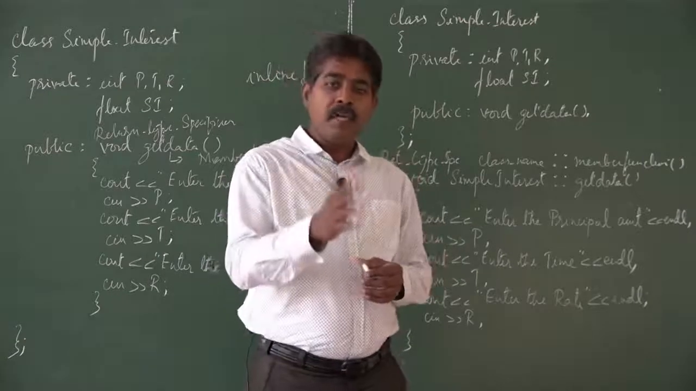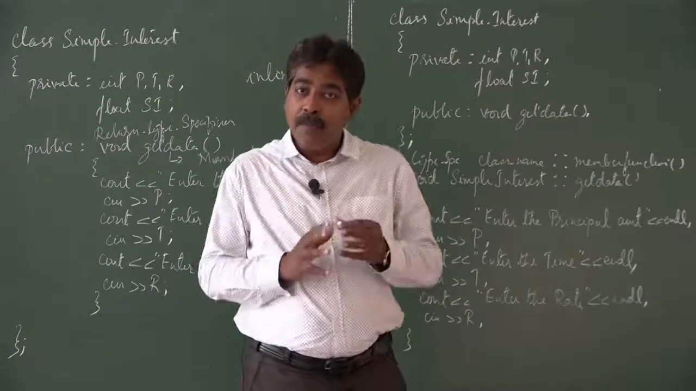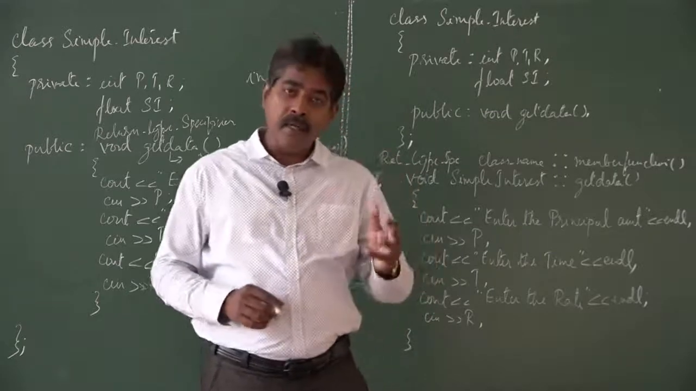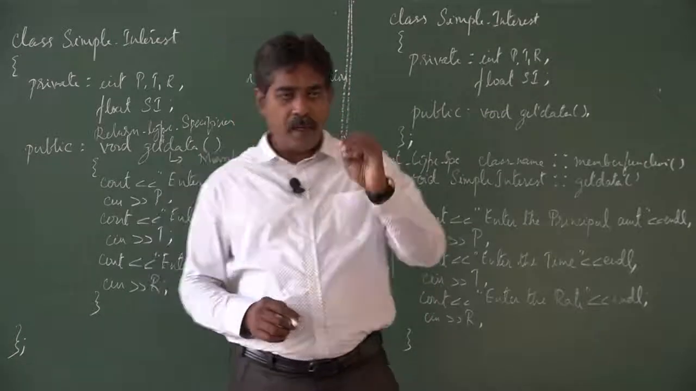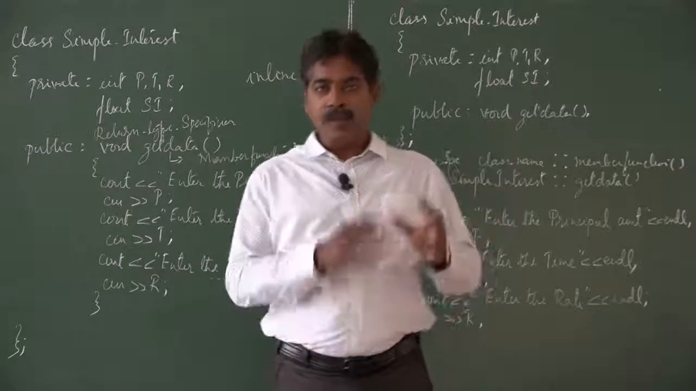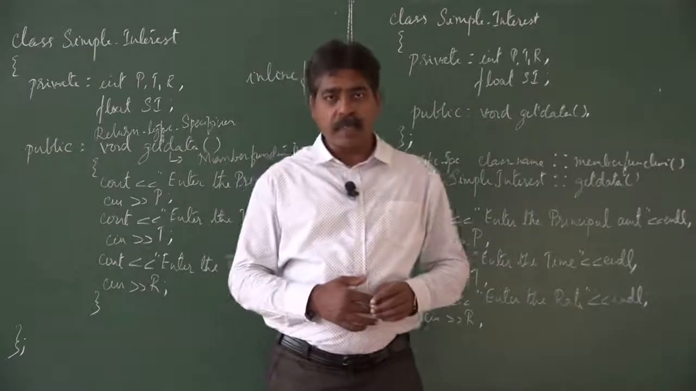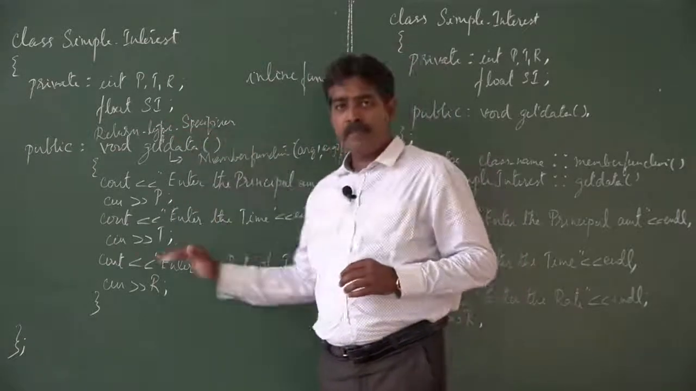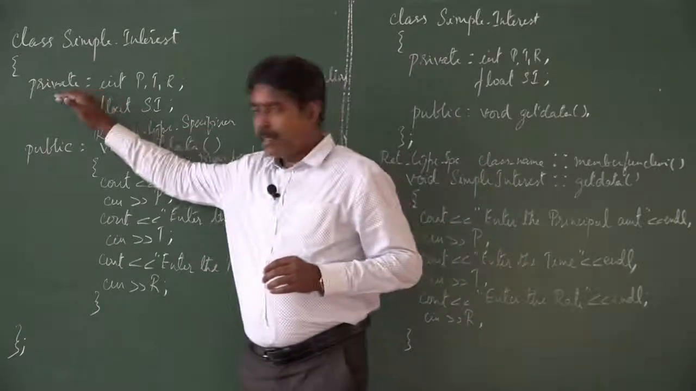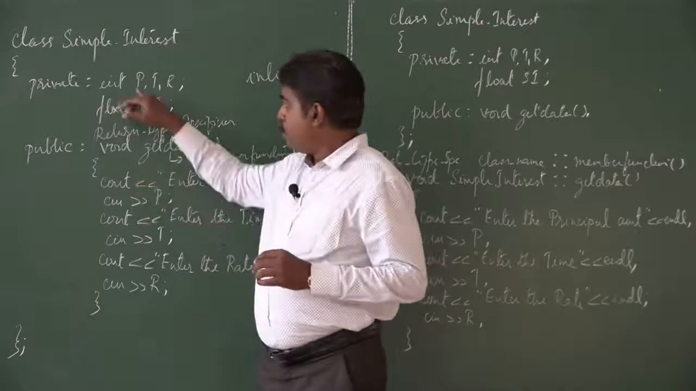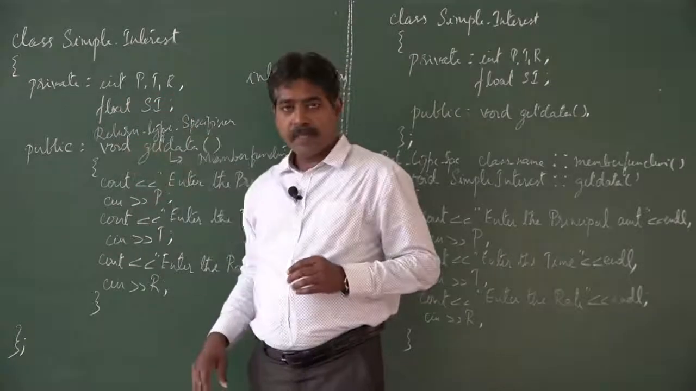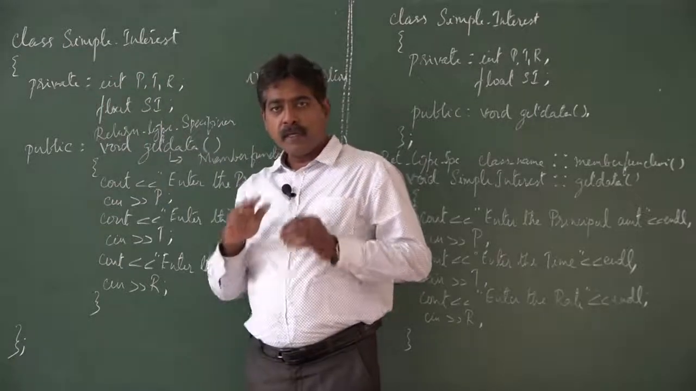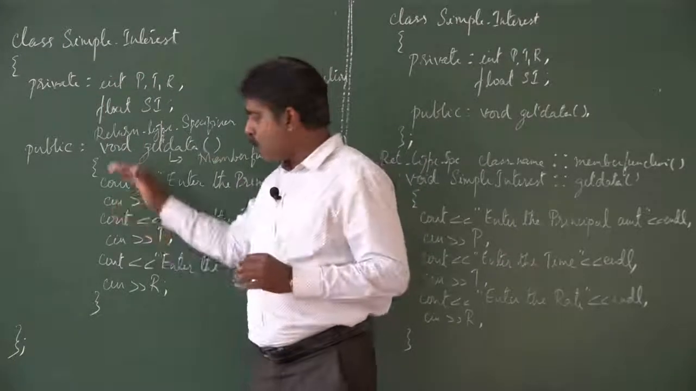Secondly, they are going to meet the doctor in private, so I call that the private aspect. And the third is the protected: when a patient moves on to the ICU, that becomes the protected part. Likewise, here in this example, the private data members P, T, R and SI are data members under private access specifiers. They will not be accessed outside the class.